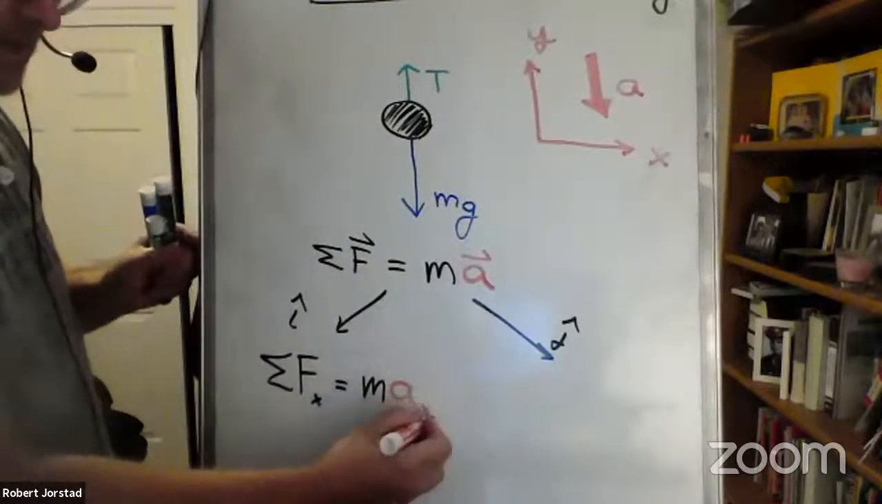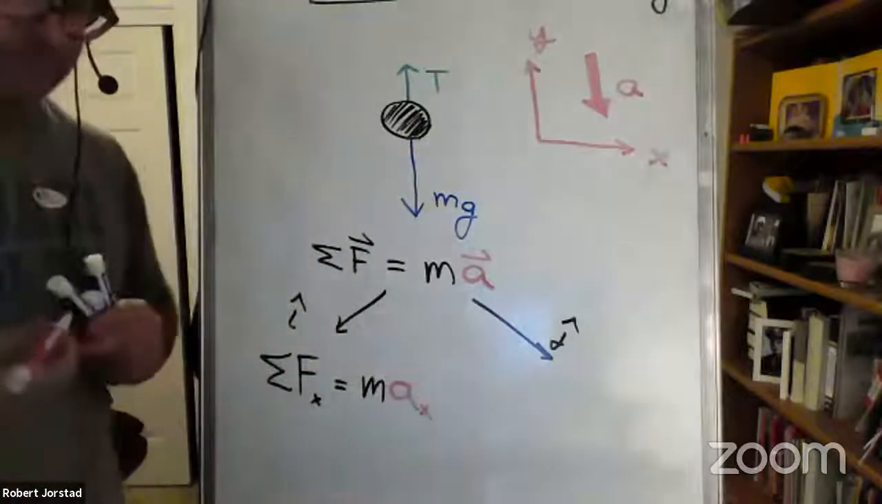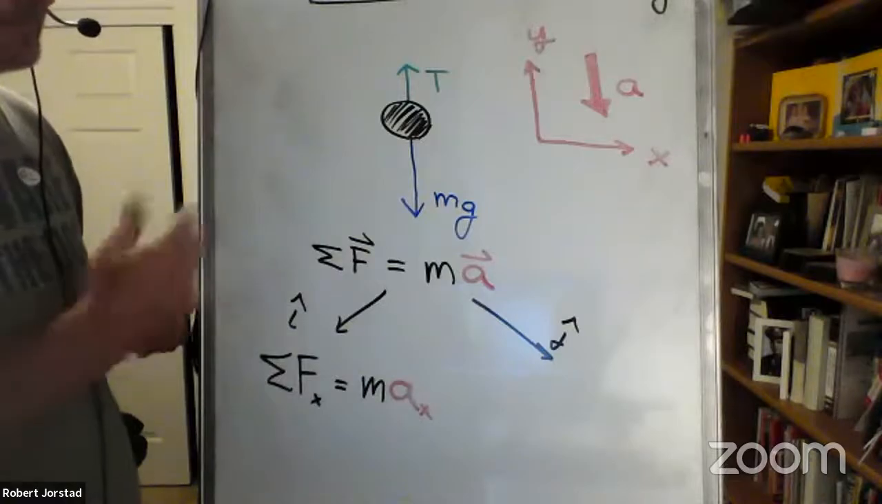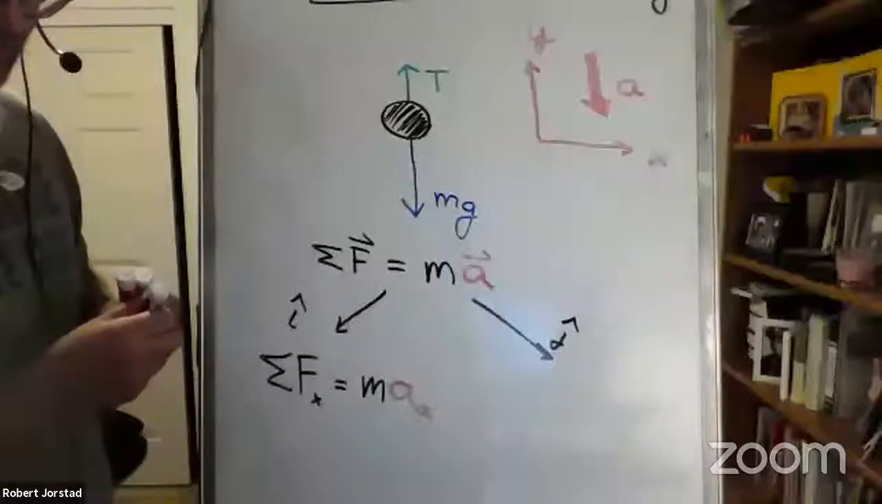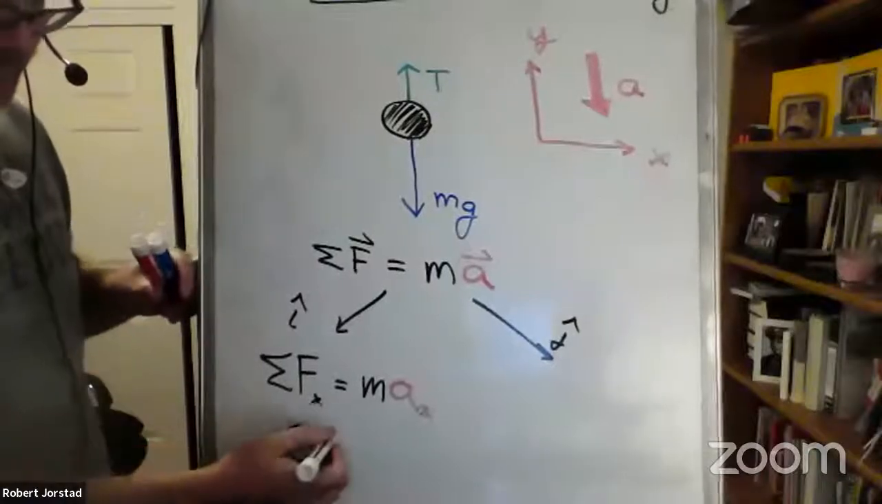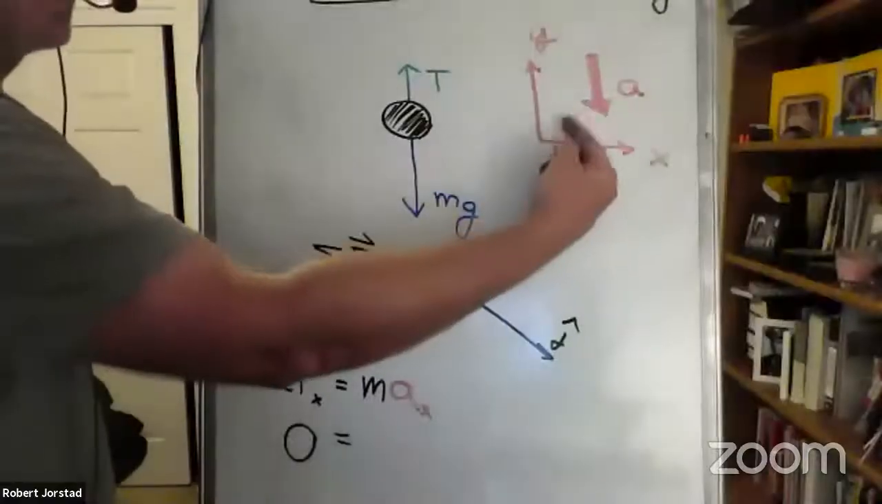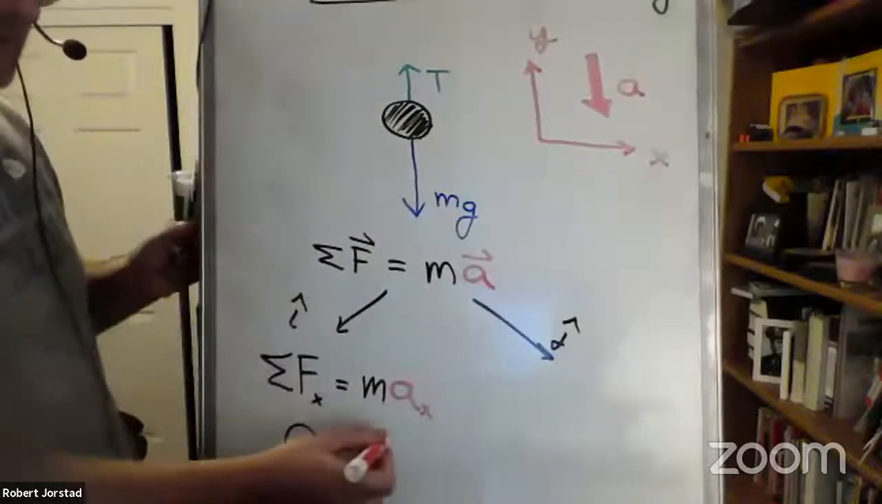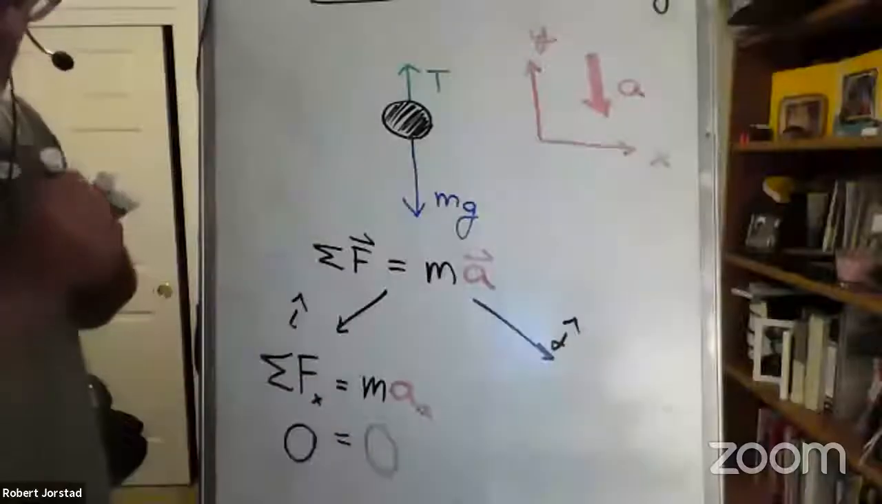Do you guys see any forces pushing left or right? Are there any? No. So what's the sum of forces pushing left or right? It'd be 0. How about the acceleration? How much acceleration do we have left or right here? 0. So 0 equals 0. That's a pretty boring equation. Since I did that very difficult one, somebody else can help me here.